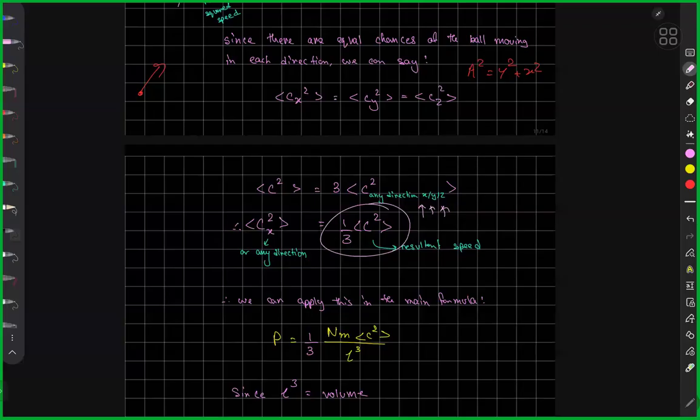Wait, what? Isn't it equal to each other? So how is it 1/3 now? No, 1/3 of the resultant speed, not of any one direction.